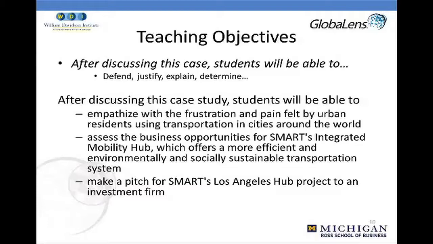There are several good listings of action verbs in Bloom's taxonomy. If you look up our note on how to write a case study on GlobaLens, you will see a couple of charts in the back which will give you a good set of action verbs that make good objectives. The one word you really want to shy away from is understand. You don't want students to be able to understand something, because in the end, there's no way to assess whether they understood it.